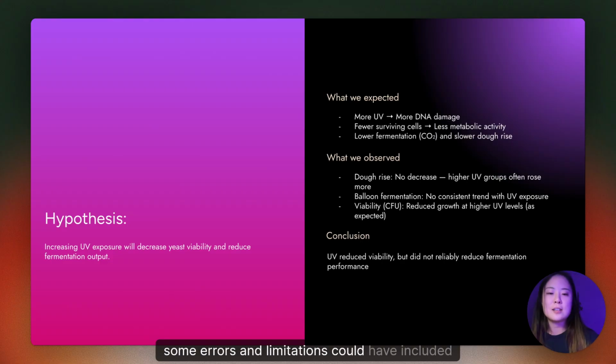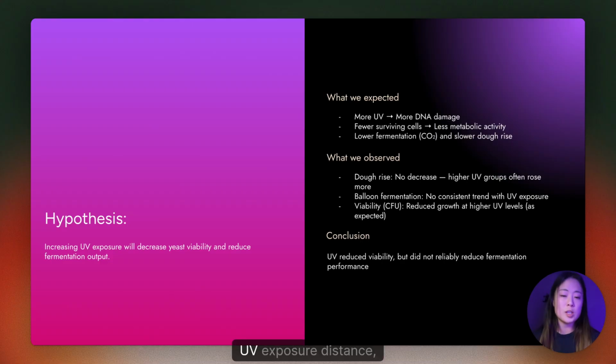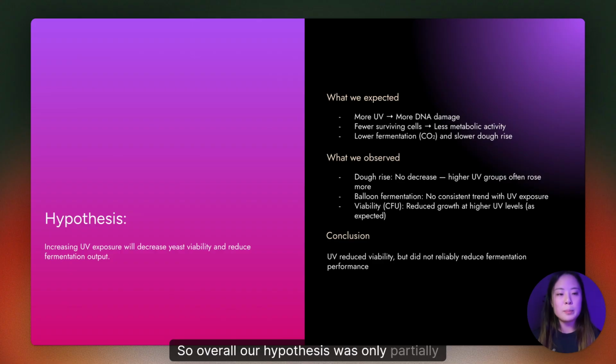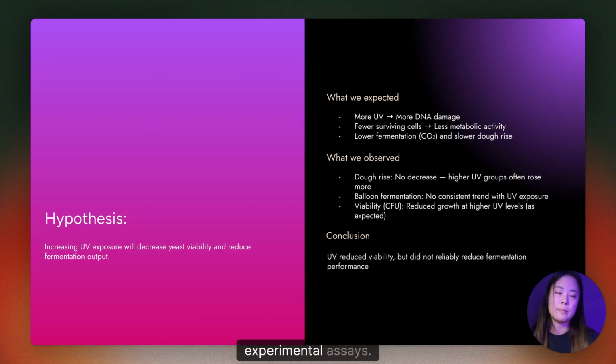Some errors and limitations could have included uneven UV exposure distance, plate pipetting inconsistencies, balloon elasticity differences, and dough mixing variations. There are so many variables that could have been unintentionally different across these 6 different times, which led to the unexpected results. So overall, our hypothesis was only partially supported. UV exposure did decrease viability, but it did not reliably decrease fermentation output in our experimental assays.